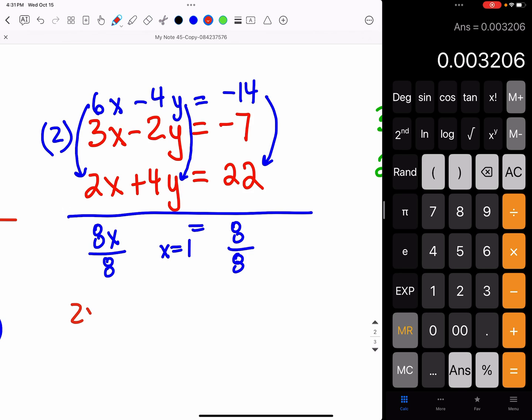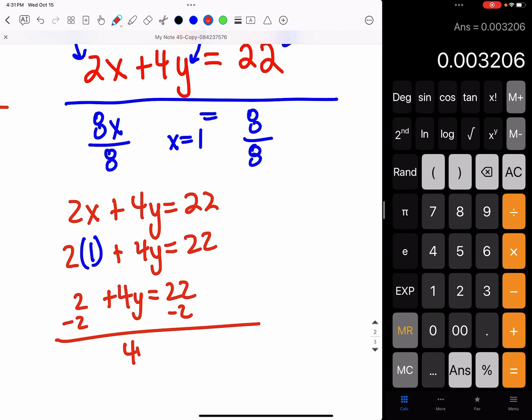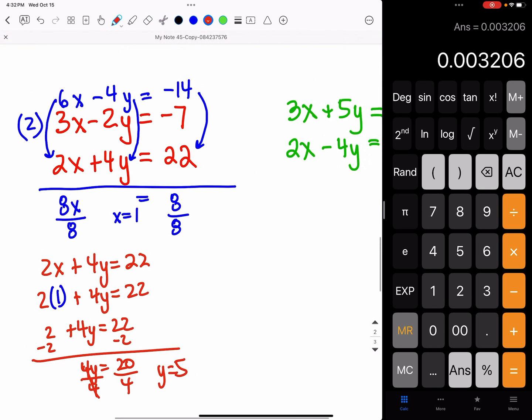All right, so we have 2x's plus 4y's equal 22. If x's are 1s, then 2 times 1 is 2 plus 4y's is 22. I'm going to minus the 2, 4y's equal 20. Divide by 4, divide by 4. Y equals 5. All right, so this one is 1, 5.